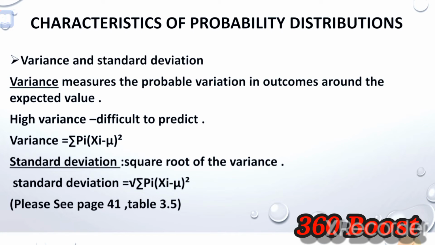Characteristics of the probability distribution. Variance and standard deviation. Variance measures the probable variation in outcomes around the expected value. High variance means difficult to predict. Variance equals summation of pi times (xi minus mean) whole squared. Standard deviation is the square root of the variance. Standard deviation is just the root over the variance.